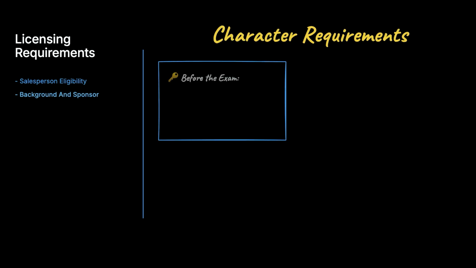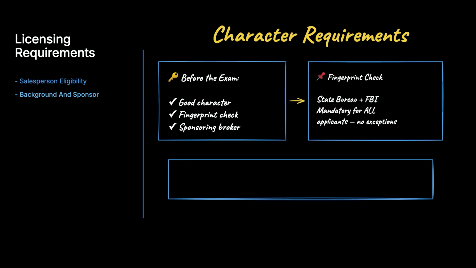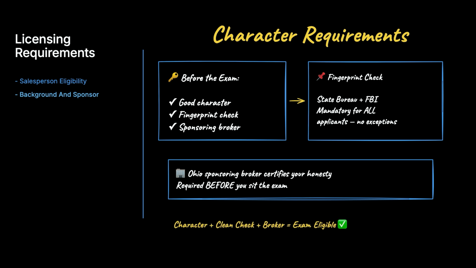Every applicant must also submit to a criminal records check using fingerprints, run through both the State Bureau and the FBI. This fingerprint check is mandatory for everyone, whatever their history. And you'll need a sponsoring Ohio broker who certifies your honesty. So before you ever sit the exam, character, a clean check, and a broker matter.